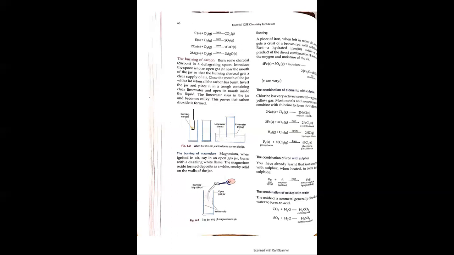Now next is combination with sulfur. When iron reacts with sulfur, it forms iron sulfide, FeS, a simple combination reaction. Then combination of oxides. When oxides combine with water, they form the respective acid. This we have already discussed earlier: oxides of non-metals, which are acidic in nature, when they react with water, always form the respective acids. So carbon dioxide combines with water to form carbonic acid, and oxides of metals, when they react with water, form the respective hydroxides.